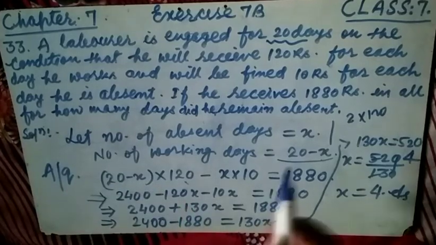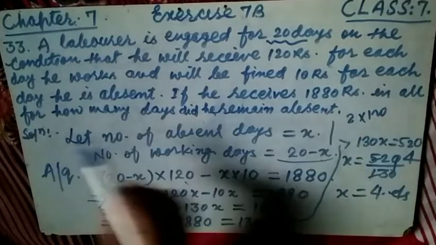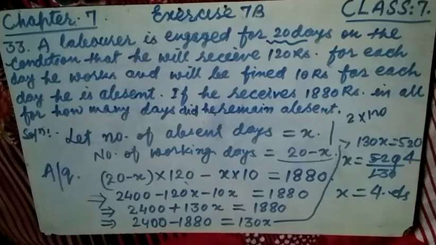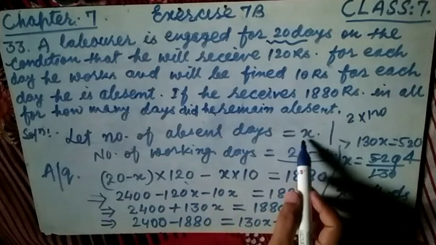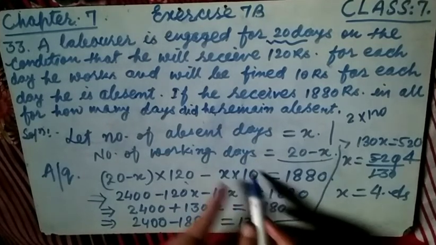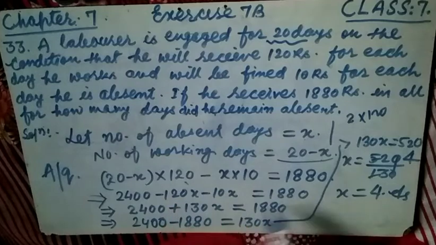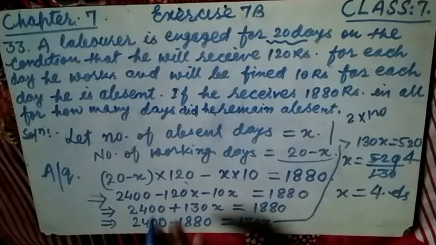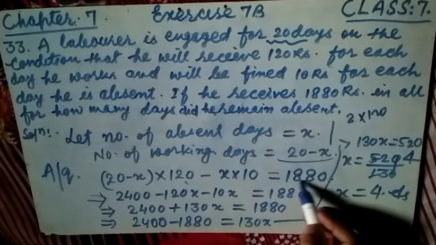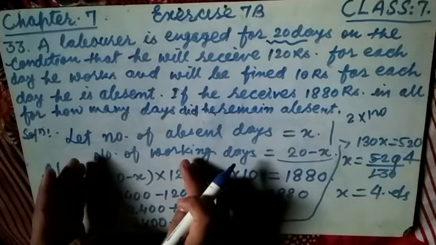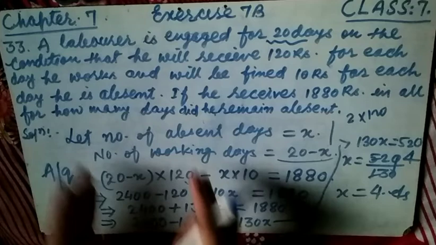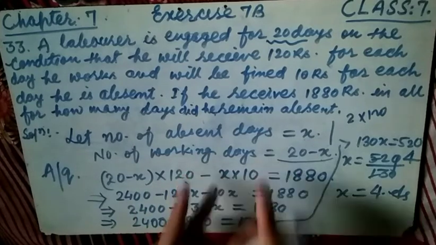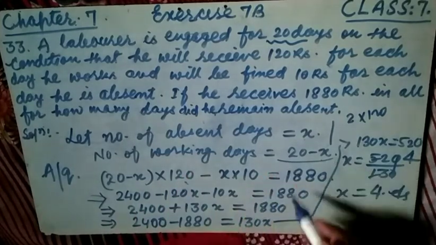And now there is one condition: if he is absent, he will be fined 10 rupees for each day. So the number of absent days is x, so x multiplied by 10. This is the total fine for the absent days. This is why we get the minus sign. Now the total amount he gets is 1880. The total working amount minus the penalty gives us the total amount 1880.